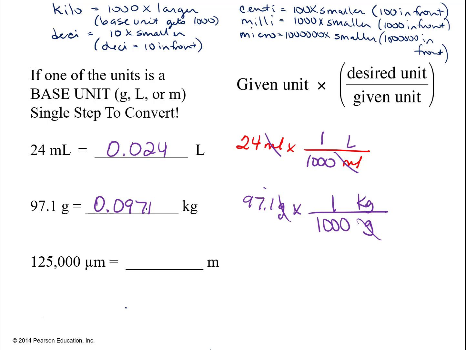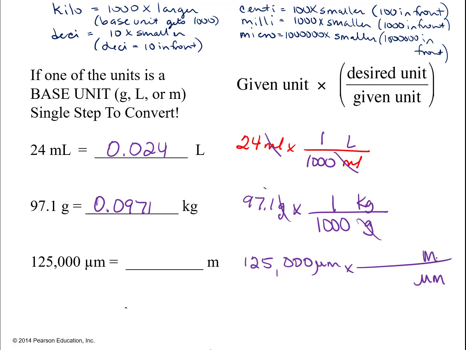Last one. 125,000. Times and a line, right? So exact same thing. Write what you're given, times in a line. What unit do you put on the bottom in this one? Micrometers goes on the bottom. That's that funny mu, so that stands for micrometers. What unit goes on top? Meters.